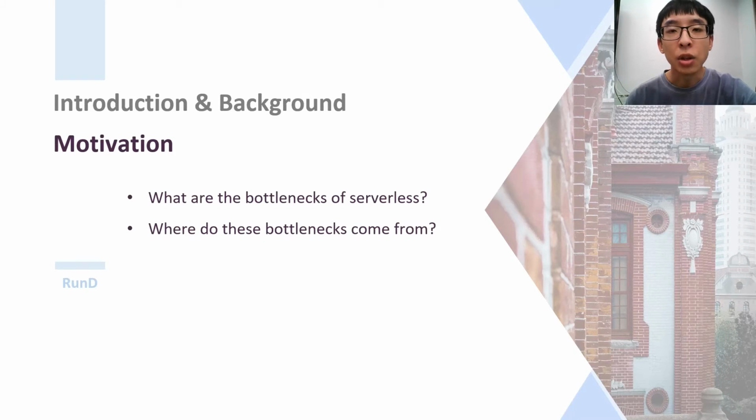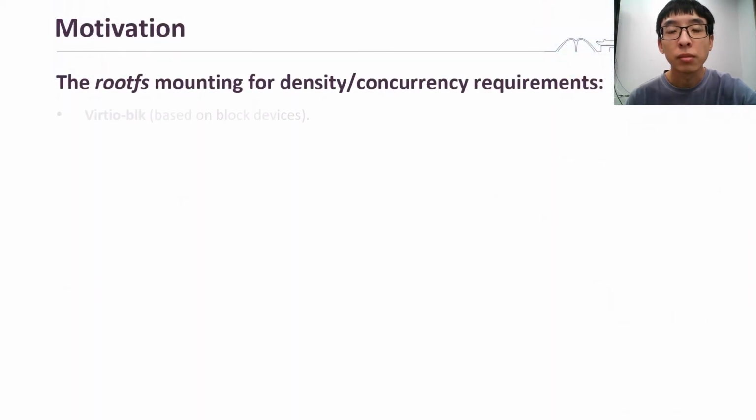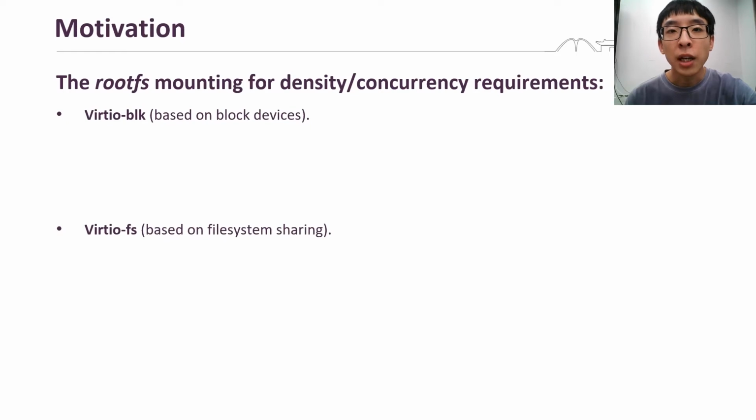In the next section, we will analyze the bottlenecks of secure containers and where these bottlenecks come from. For the guest rootfs, it can be exposed to the container runtime in the microVM through two interfaces to construct the image layers: file system sharing, like virtiofs, and a block device, like virtio-blk. Both of them have advantages and limitations.